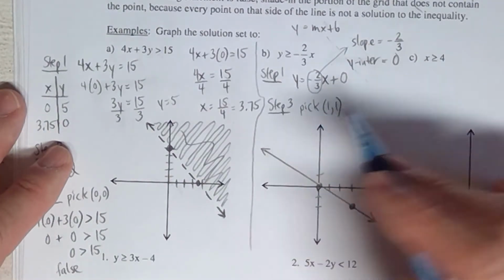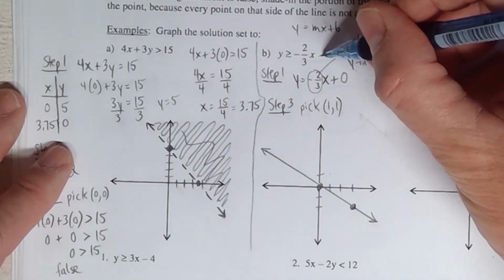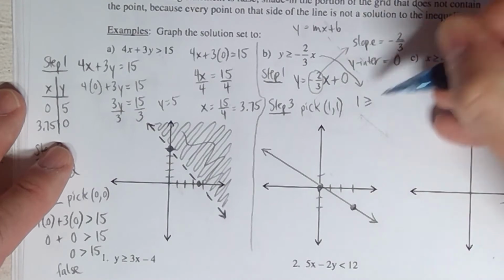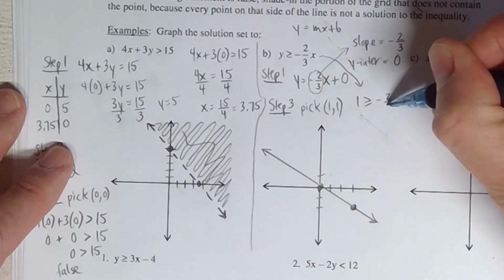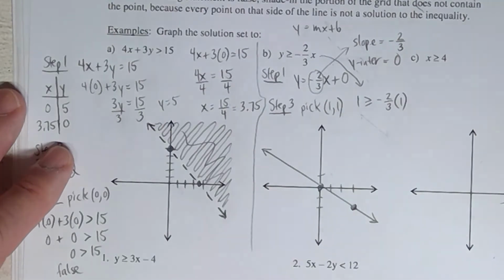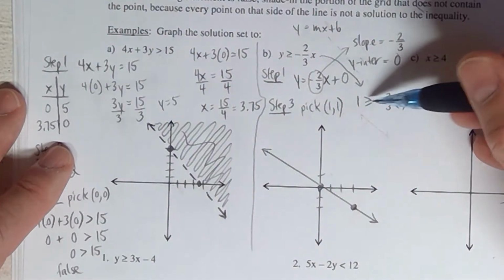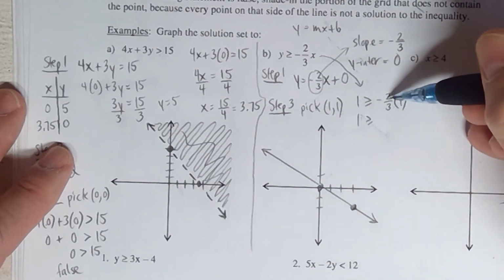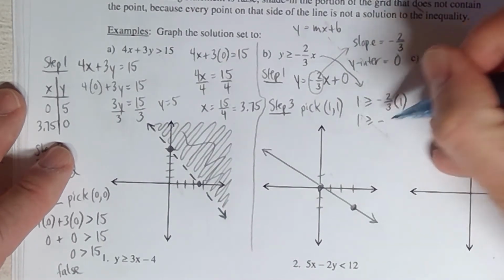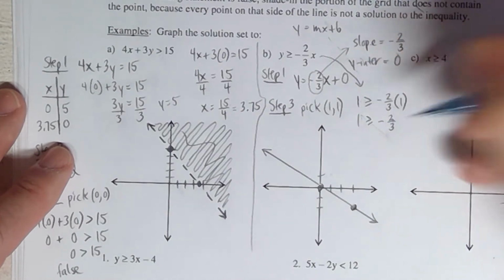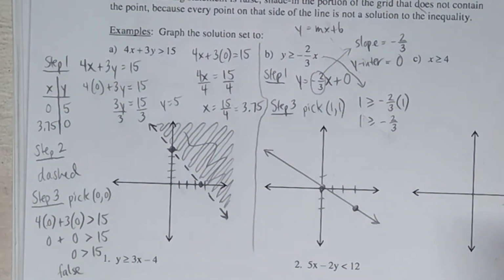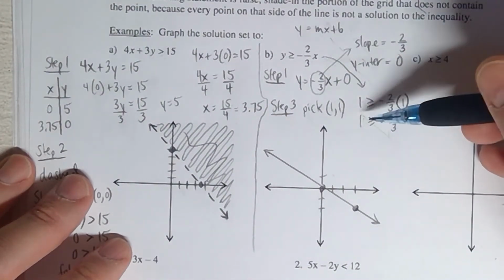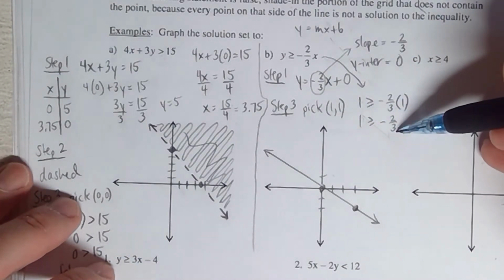So I picked 1, 1. Plug it into the original inequality here. And we get 1 is greater than or equal to negative 2/3 times 1. Okay. Figure out what each side of the inequality symbol is equal to. 1 obviously is just 1 there. What is negative 2/3 times 1? Well, anything times 1 is itself. Okay. And since this is a positive number and this is a negative number, that's definitely true because a positive number is always bigger than a negative number, right?